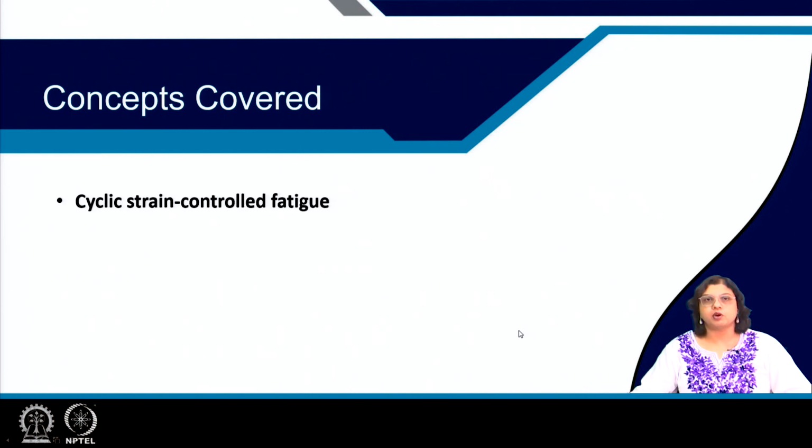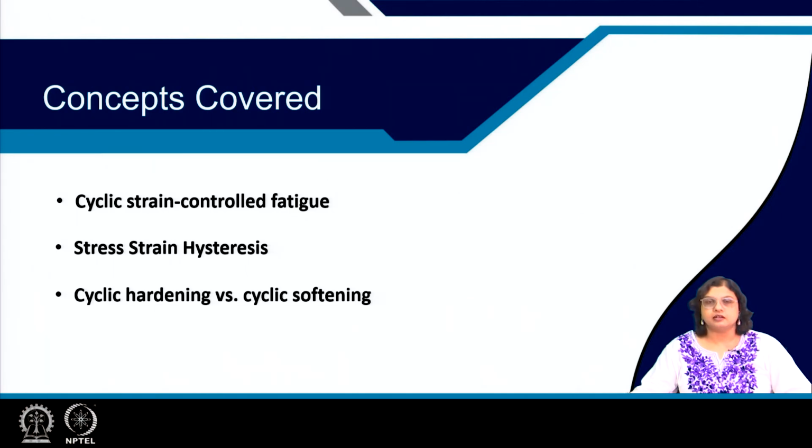We will be talking about the cyclic strain controlled fatigue and the stress strain hysteresis that are generated from there and what we can understand from there. Basically, the hardening or the softening of the behavior of material based on the cyclic loading, that is what we can understand from the cyclic strain control fatigue, and that will be also discussed in this lecture. And finally, we will have a look at the cyclic stress strain curves.